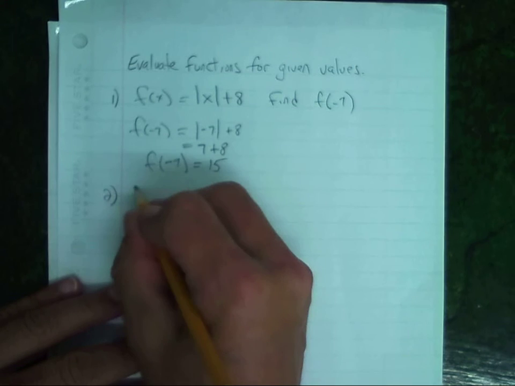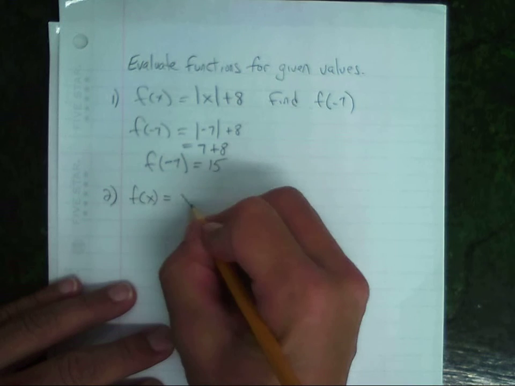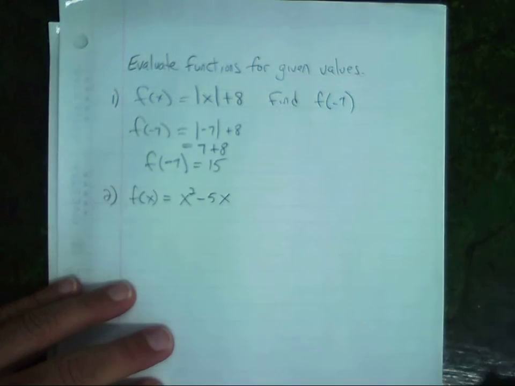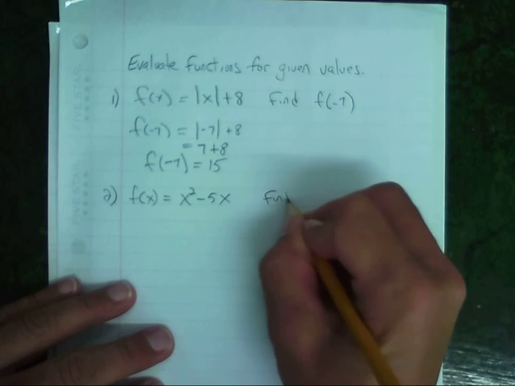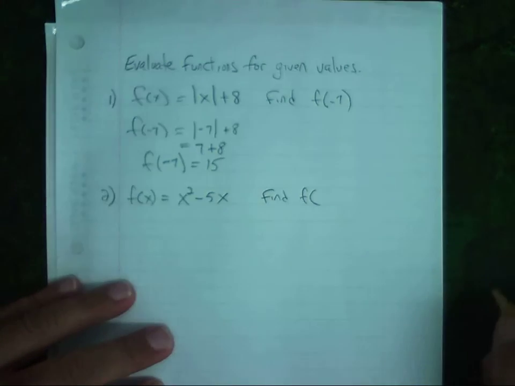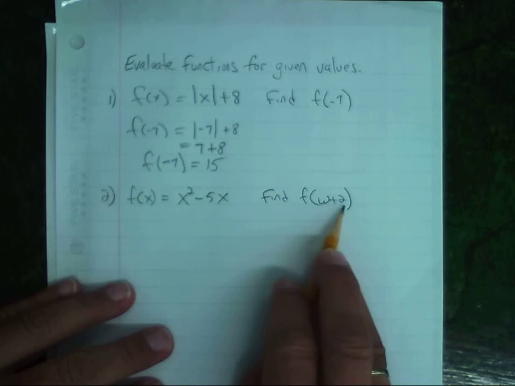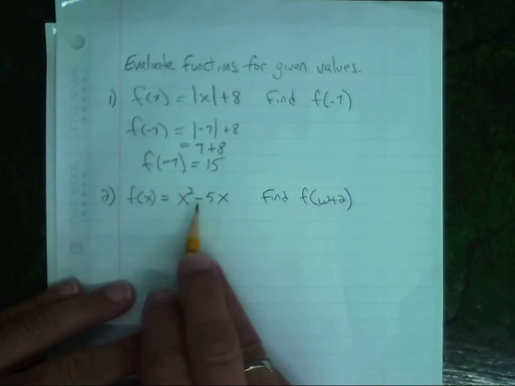In my second example, f of x equals x squared minus 5x. And we are going to find f of w plus 2. So this w plus 2 will go in for both of the x's.